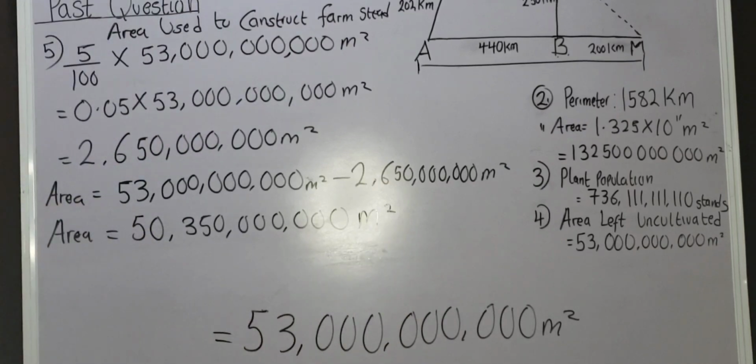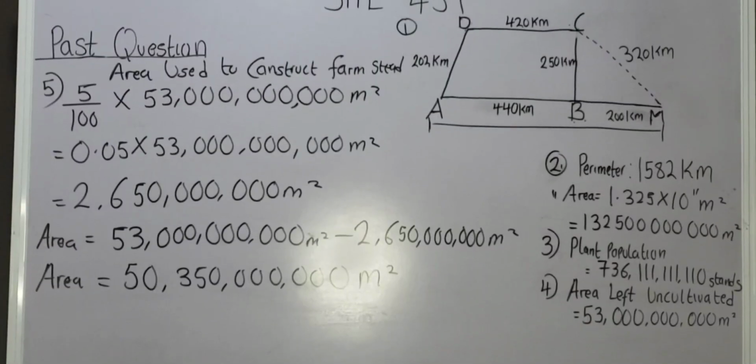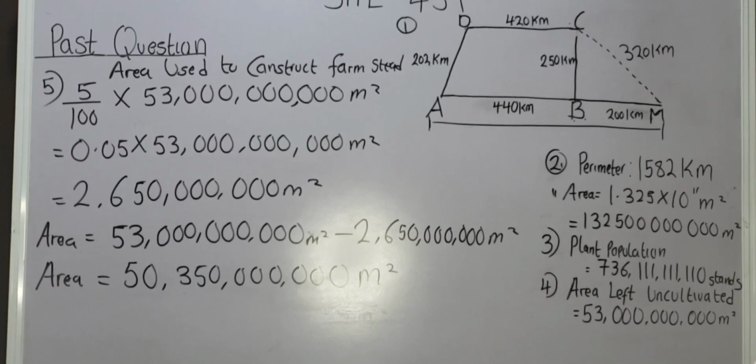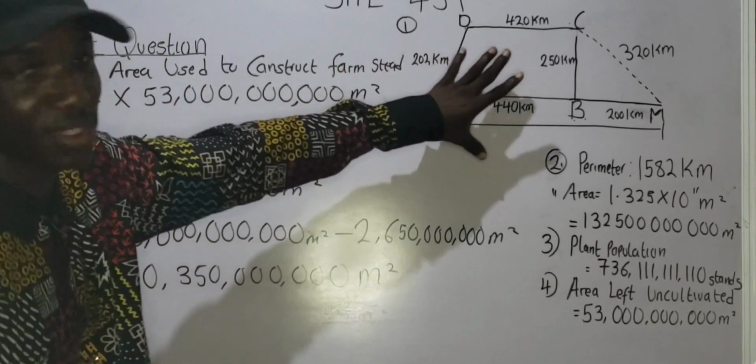Okay, so the area that is left for us to cultivate after we have used 5% of the area to build farmstead is 50 billion 350 million meters squared. Do you understand? So we have come to the end of this question. This is the answer for question number 1. The diagram is the answer.